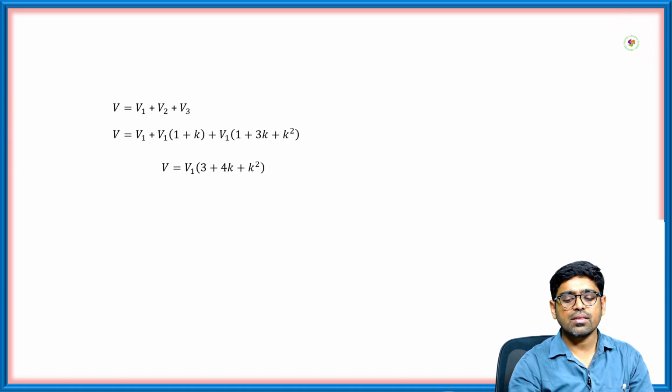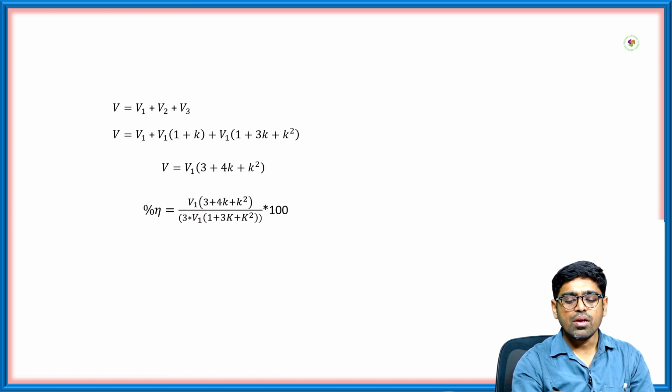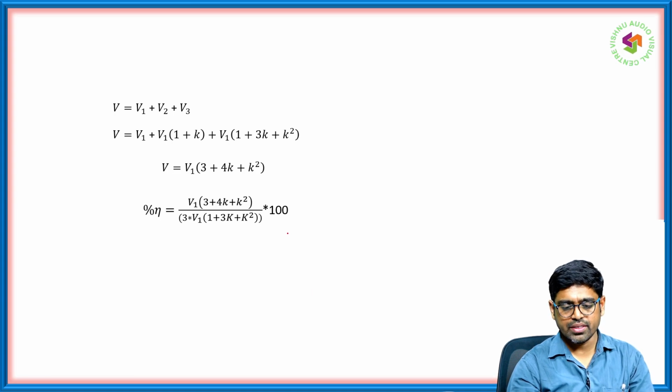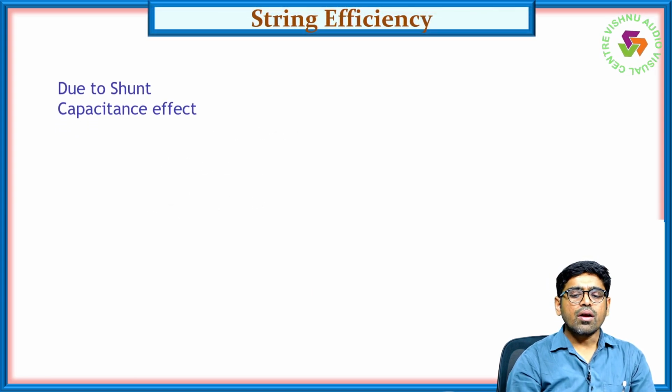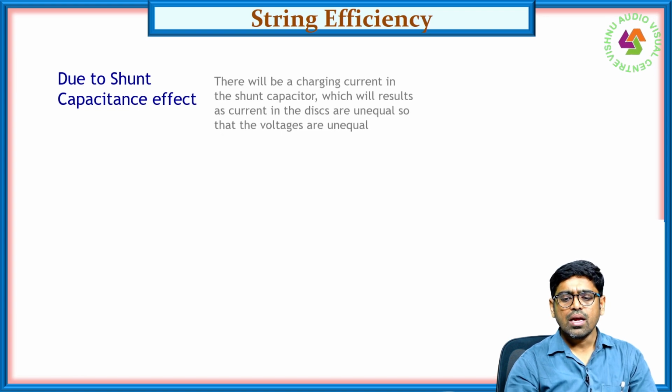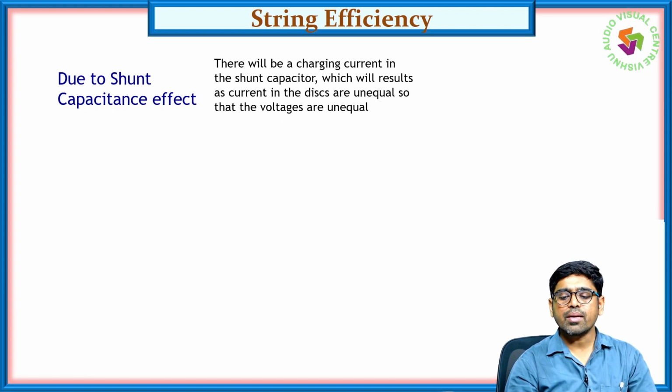Then we can get V1 into 3 plus 4K plus K square. So what is the string efficiency? It is V1 plus V2 plus V3 by 3 into V3. Then we can get the string efficiency. Why is this string efficiency, in the case of an AC system, less than 100%? Due to the shunt capacitance effect, there will be charging current in the shunt capacitance, which will result in the current in the discs being unequal, so that the voltages are unequal.